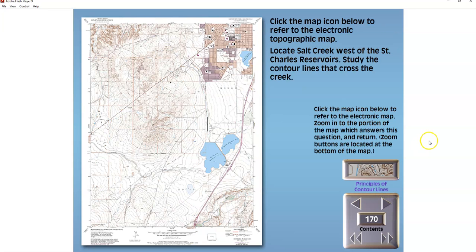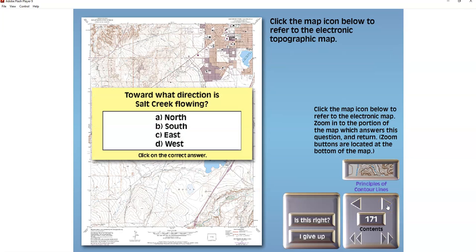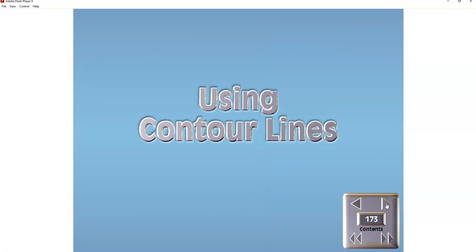Click the map icon below to refer to the electronic topographic map. Locate Salt Creek, west of the St. Charles Reservoirs. Study the contour lines that cross the creek. We'll just skip this part. Toward what direction? Using contour lines.